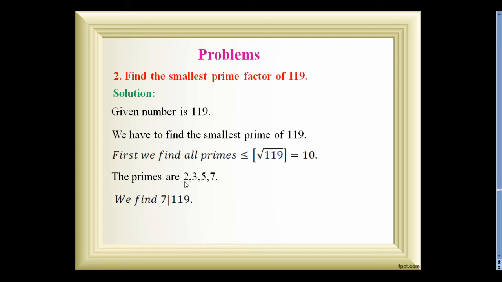Now you can check: does 2 divide 119? No. Does 3 divide 119? No. Does 5 divide 119? No. But look at 7. 7 divides 119, yes, it divides. So the smallest prime number dividing 119 is 7. That is the smallest prime factor of 119, the prime number that has to divide 119.